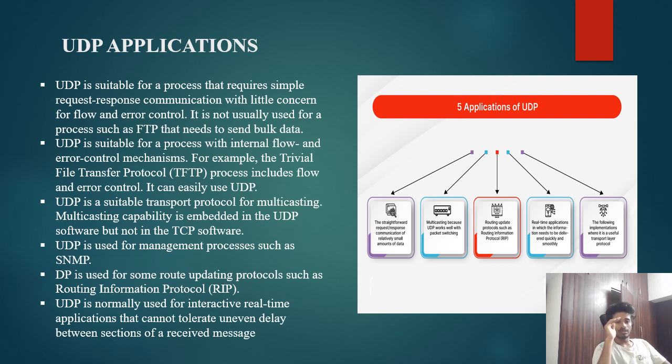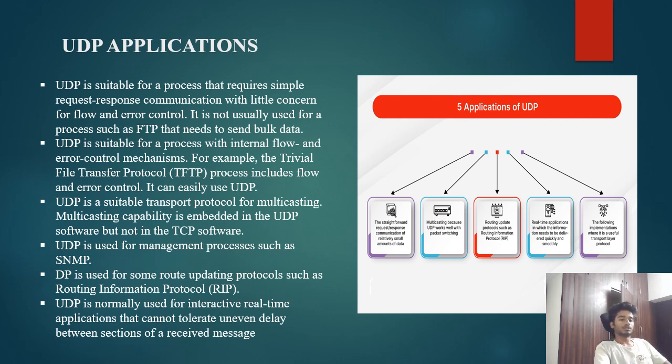UDP is a suitable transport protocol for multicasting. Multicasting capability is embedded in the UDP software but not in the TCP software. UDP is used for management processes such as SNMP. UDP is used for some route updating protocols such as Routing Information Protocol. And then UDP is normally used for interactive real-time applications that cannot tolerate uneven delay between sections of received messages.